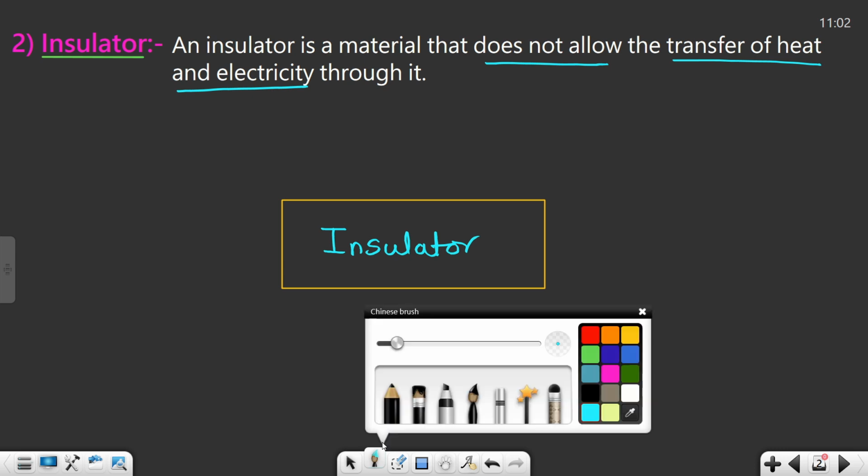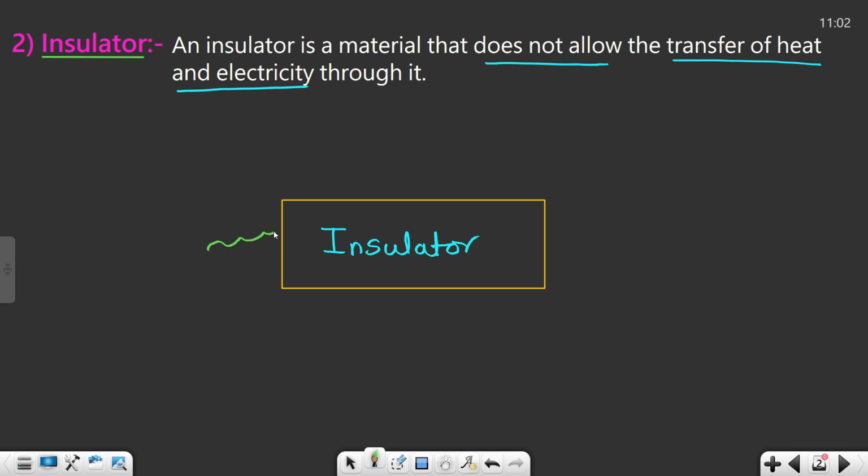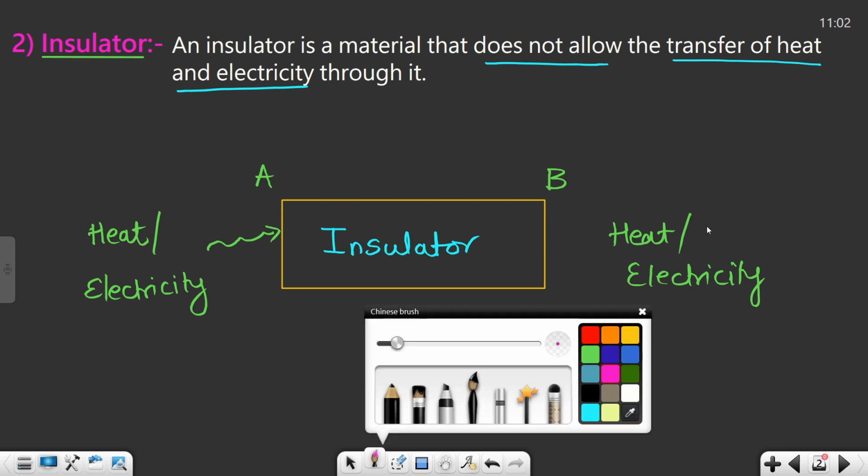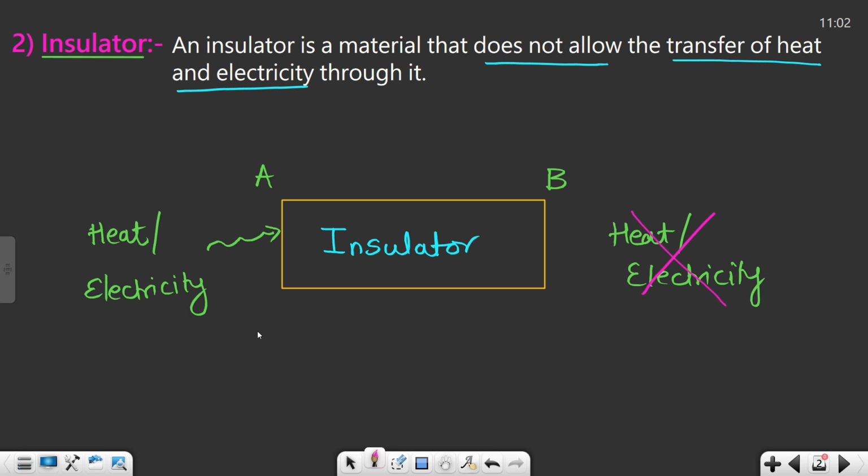If I provide a certain amount of heat or electricity at point A, let's assume this is my point A and this is my point B, I won't be able to sense that heat or electricity at point B. That means there isn't any transfer of energy from point A to point B. The insulator acts as a resistor, or basically it resists the transfer of heat or electricity.